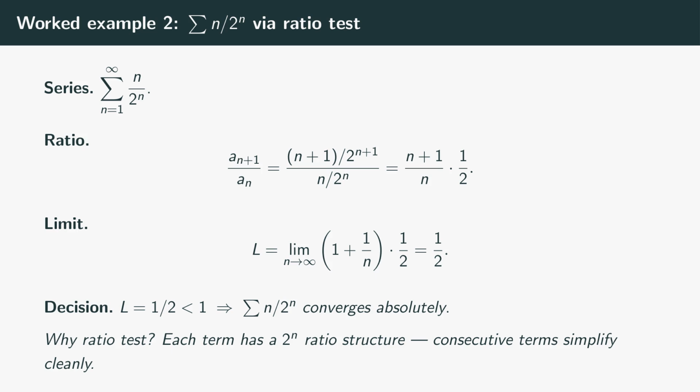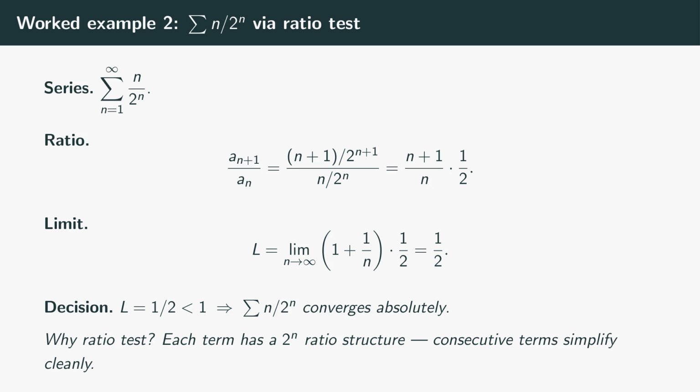Decision. L equals 1/2, less than 1, so by the ratio test, the sum of n over 2 to the n converges absolutely. The absolute convergence is automatic since the terms are positive. The sum of the absolute value of a sub n equals the sum of a sub n, but the ratio test always gives you absolute convergence as a bonus.